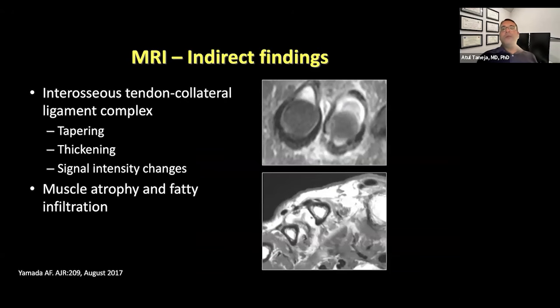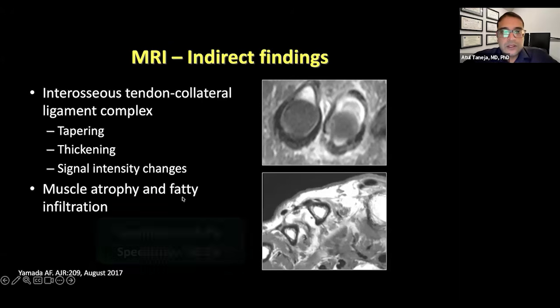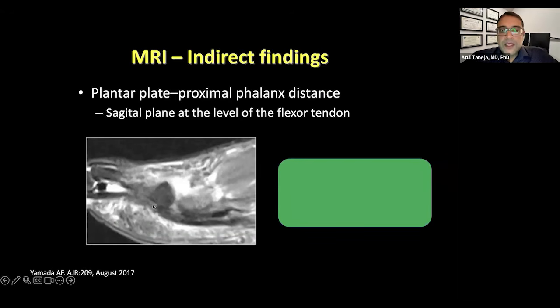All right. And what about the indirect findings on MRI? Also, you're going to look at the interosseous tendon and the collateral ligamentous complex for injury, like tapering, thinning, thickening, or scar tissue. And then muscle atrophy and fat infiltration. And of course, on the sagittal plane, the proximal retraction. When the proximal retraction is easy to see, that's okay. You have a large defect, but I just showed you a recess that can be a pitfall.